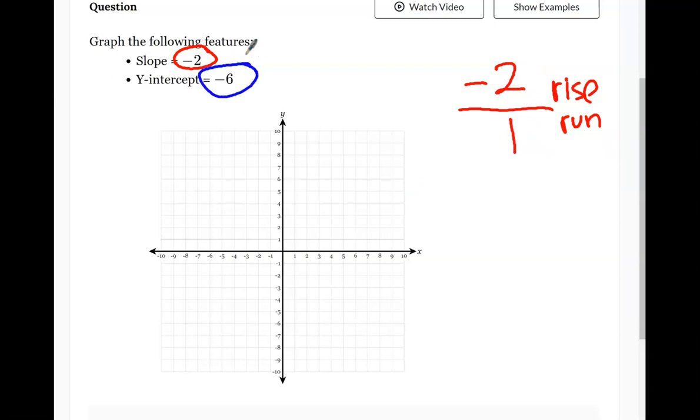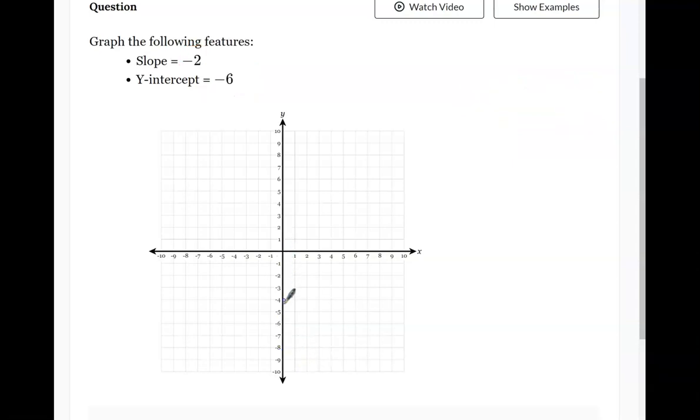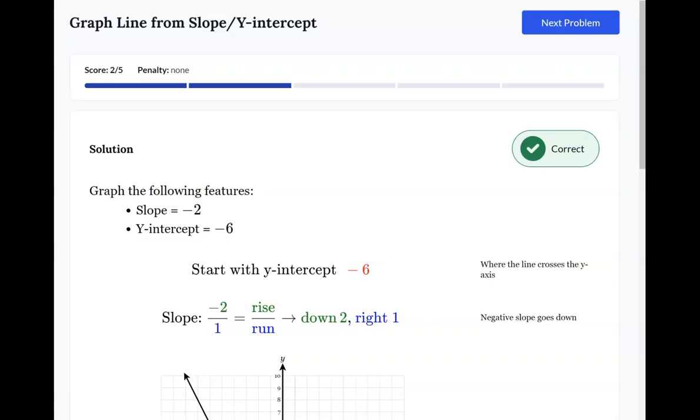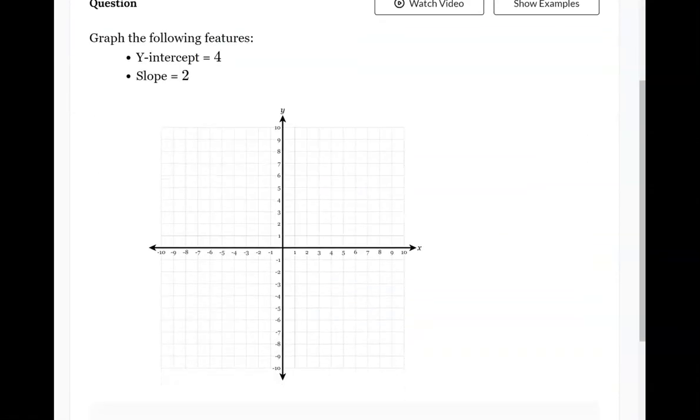So we're going to begin on the y-axis at -6. From there, we have a rise of -2, or down 2. The run is positive though, so that means to the right. Down 2, right 1. So when we graph using Delta Math, we click one time on -6, and then we move our mouse 2 down and 1 to the right, and click again. A little bit quicker this time.